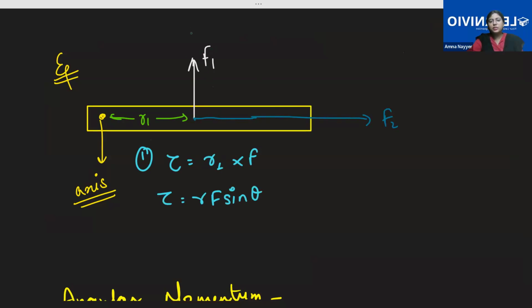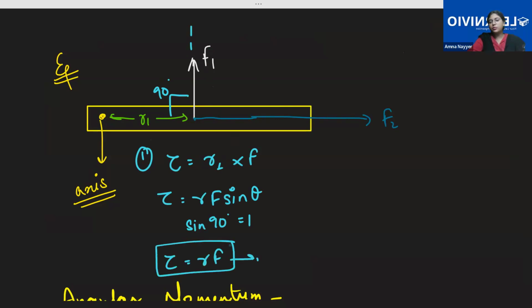Now look at the first force. This is the first force. This is the position vector. This is making an angle of 90 degrees. So sin 90 degrees is equal to 1. So torque will be equal to R into F, which is the maximum value because sin 90 is present.